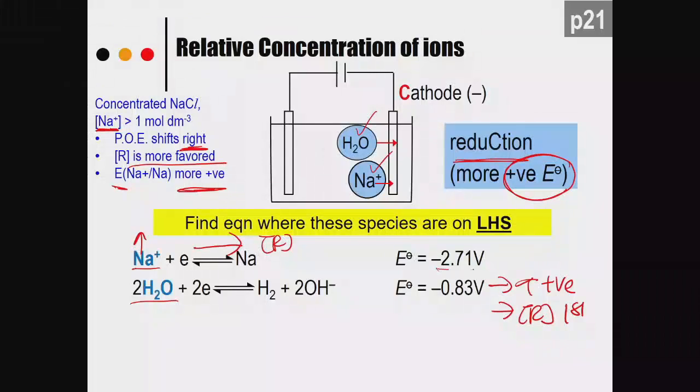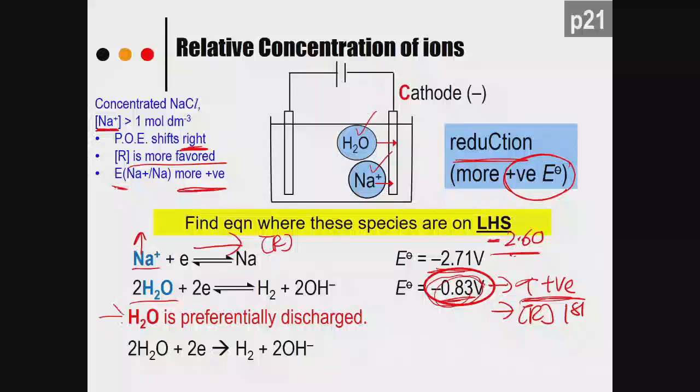Can you see, this value minus 2.79 does become more positive. But it can't become so positive that it is more positive than minus 0.83. At most, it can only become a value like minus 2.60, but this minus 2.60 is still less positive than minus 0.83. Remember, for a reduction reaction, I need to choose the more positive one. So minus 0.83 is still the more positive one, and therefore H2O is still the one that is discharged, still the one that is reduced.